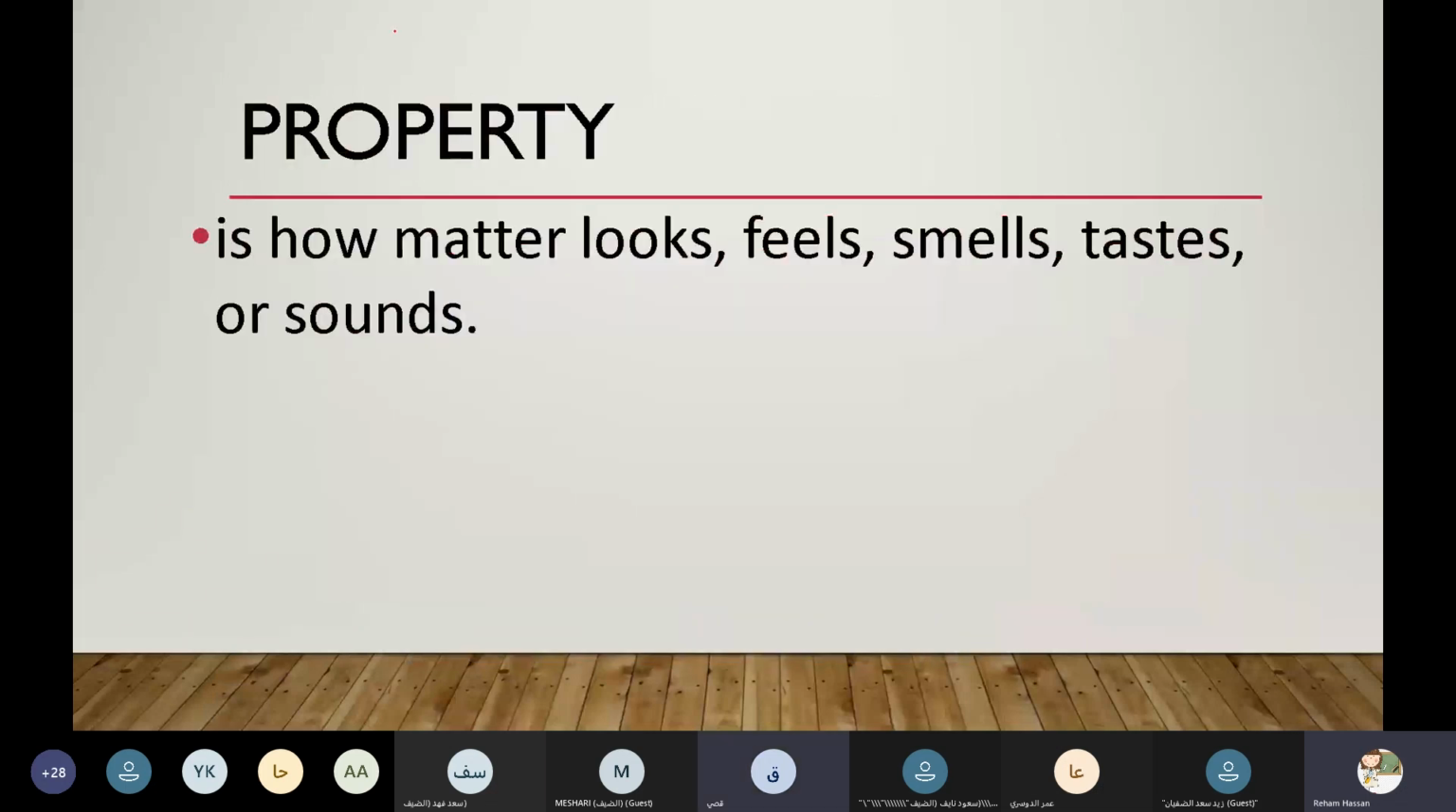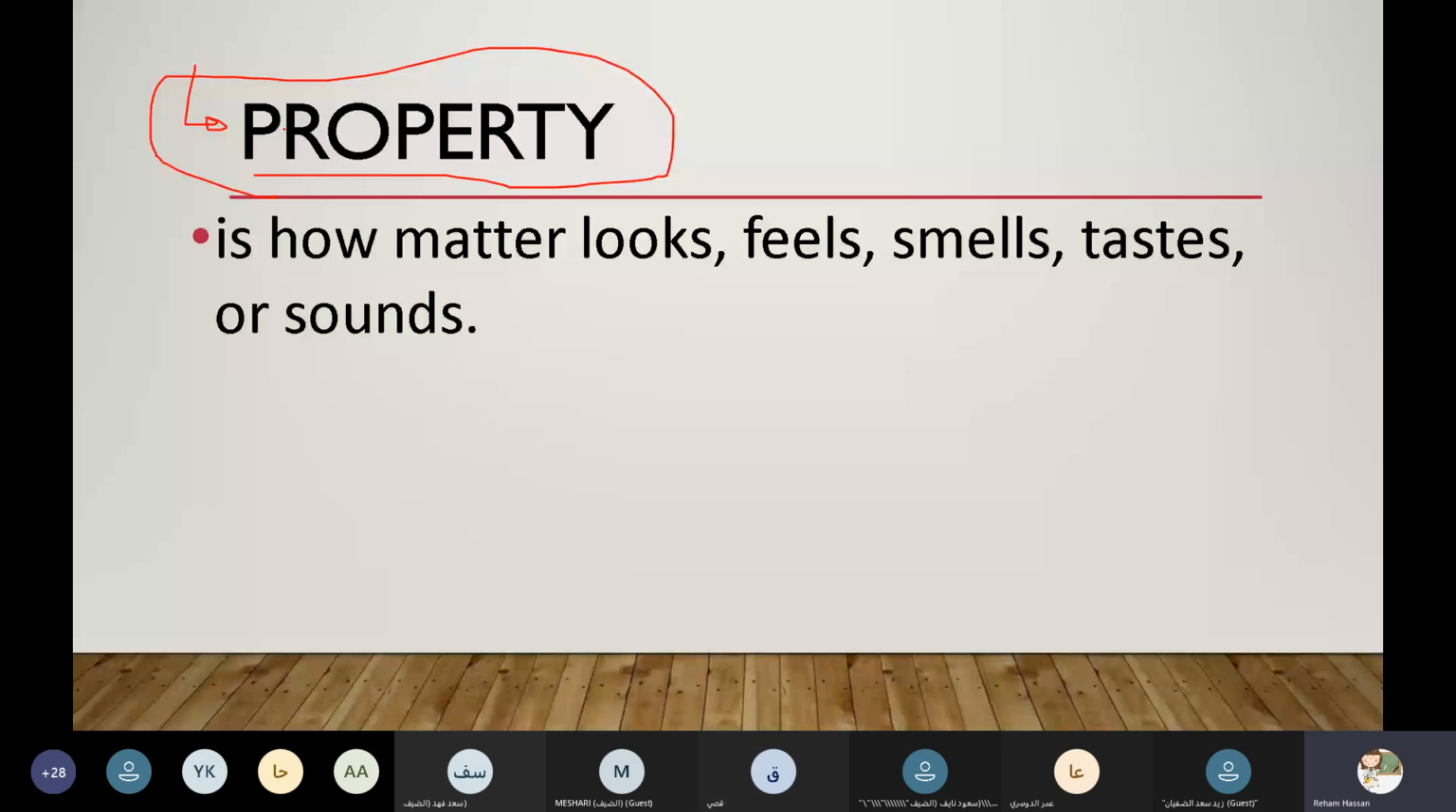And when we describe anything, when we talk about anything, now we talk about its property. Okay? Let's repeat. All of you mute the microphone and let's repeat this word after me. Property. Property. Property. Now mute your microphone and just repeat. Property.